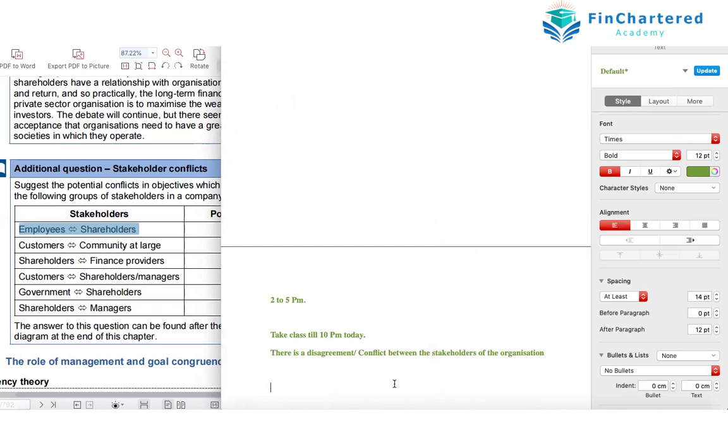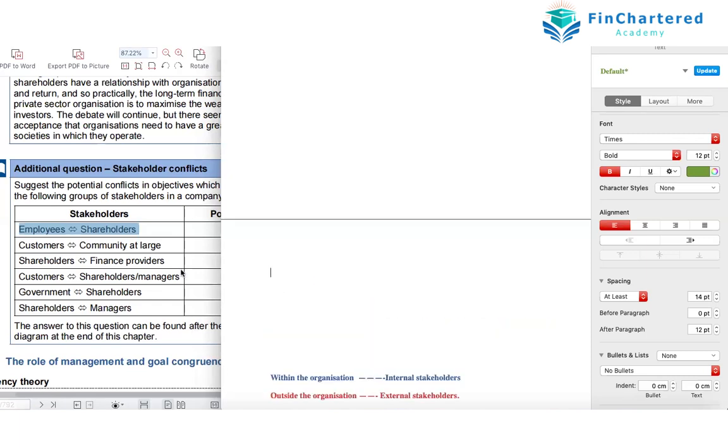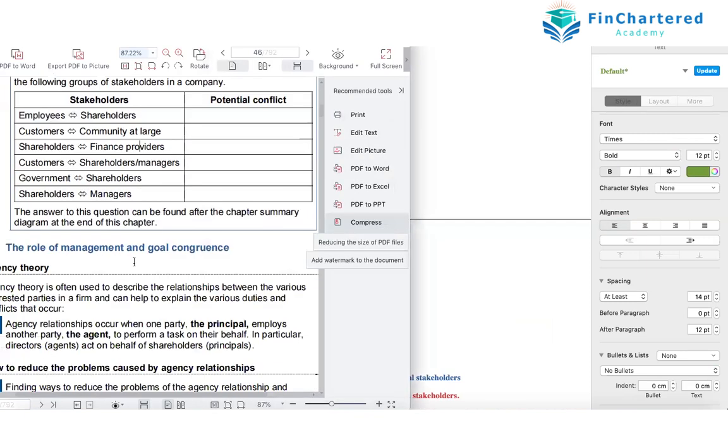Okay. Customers and management. Right. So what management wants to do is, yes, price of the product. You know, we want to increase the price, but customers don't want the price to increase. So there could be various conflicts between the various stakeholders of an organization. See, wherever there are people, you should expect conflict. There is a very high chance that there will be conflict.